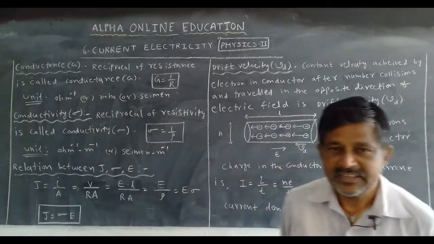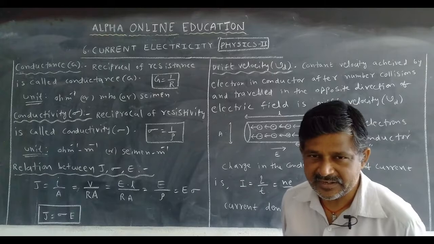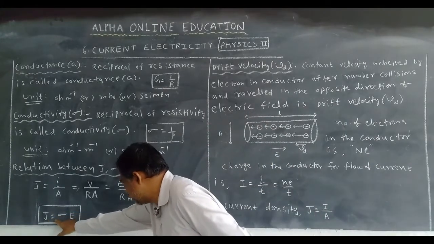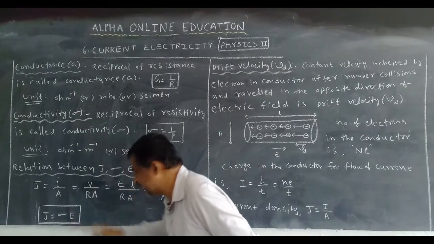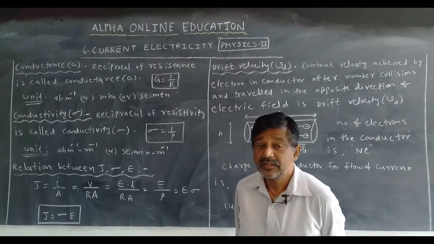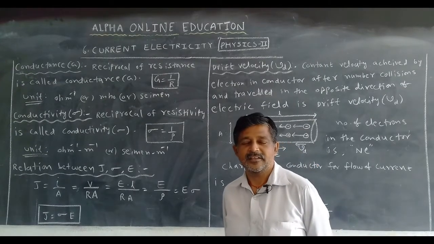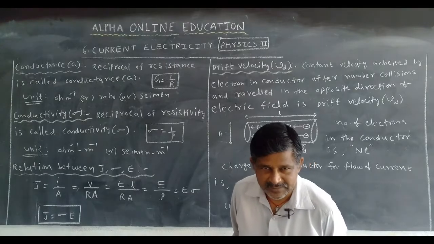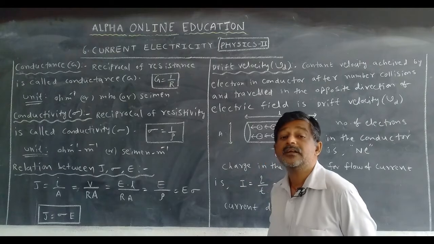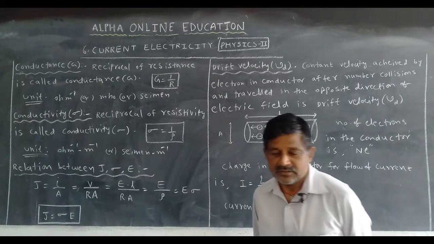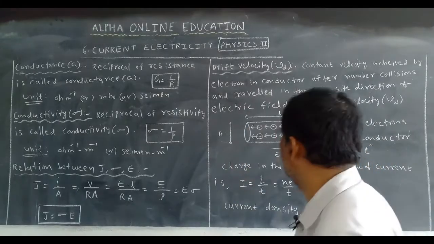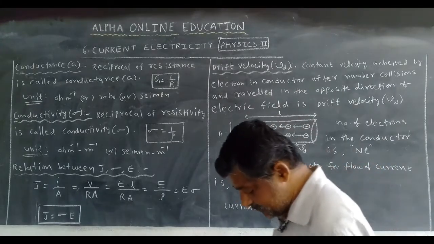Sigma multiplied by the intensity of the electric field is equal to the current density, or current density is equal to the product of conductivity and intensity of the electric field. This relation. And next, another important question in this chapter, that is drift velocity. One time we can get one problem based on this drift velocity. Now, what is the drift velocity?